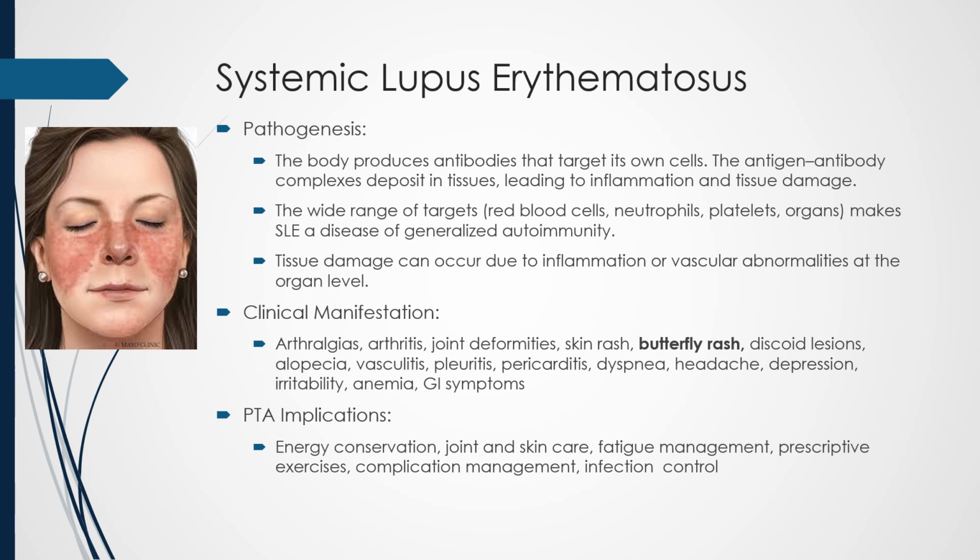Skin rashes often worsen with sunlight exposure. A butterfly rash over the nose and cheeks is common. Discoid lesions may form on the skin. Alopecia and painless ulcers in the mouth and vagina are common. Vasculitis can cause lesions and Raynaud's phenomenon.